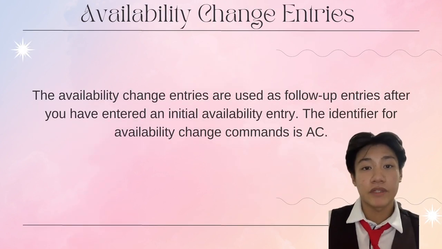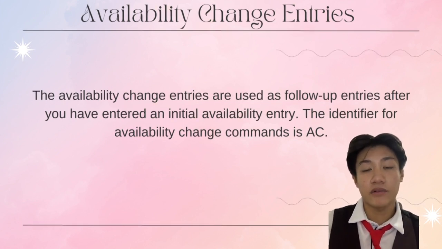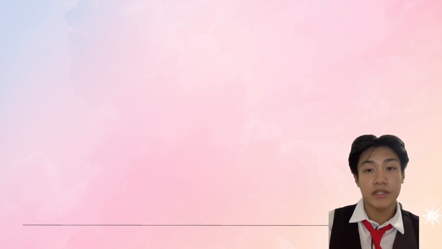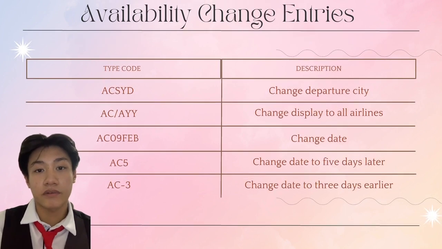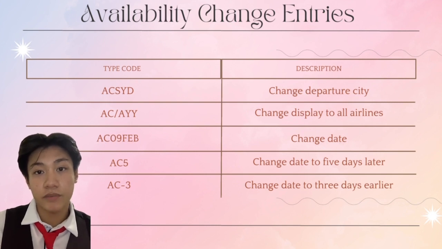Moving on with the availability change entries. The availability change entries are used as follow-up entries after you have entered an initial availability entry. The identifier for availability change command is AC. Listed here are some of the examples of commands. We have AC-SYD to change departure city, AC-AYY to change display to all airlines, AC-09FEB to change date, AC-5 to change the date to 5 days later, and AC-3 to change the date to 3 days earlier.